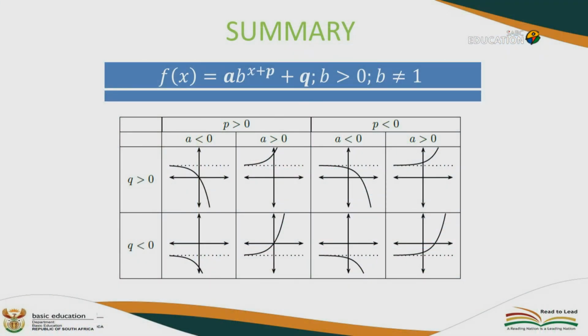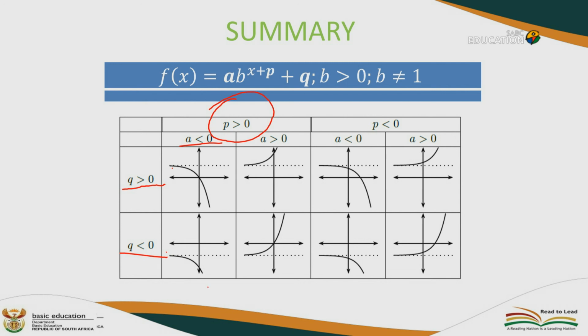Now, our summary for parameter A, parameter P, and parameter Q. Remember, b is not equal to 1. Now, this is a summary for our parameters. We remember when Q is greater than 0, the graph has shifted upward. When Q is less than 0, the graph has shifted downward. When P is greater than 0, the graph has shifted to the left. When A is less than 0, the graph lies below the asymptote. So when it lies below the asymptote, it means A is negative.